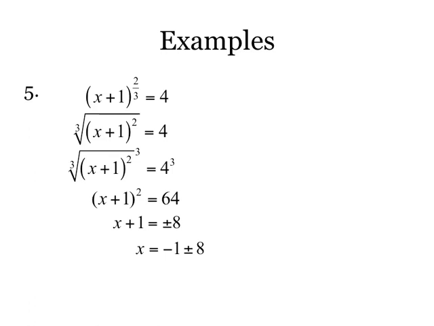So now you've got two possibilities, right? Negative 1 plus 8, which is equal to 7, and negative 1 minus 8, which is equal to negative 9. Now you can absolutely plug this back in and make sure that 7 plus 1 squared, you take the cube root, that gives you 4. Negative 9 plus 1 squared, take the cube root of that, also gives you 4. So both answers are good.